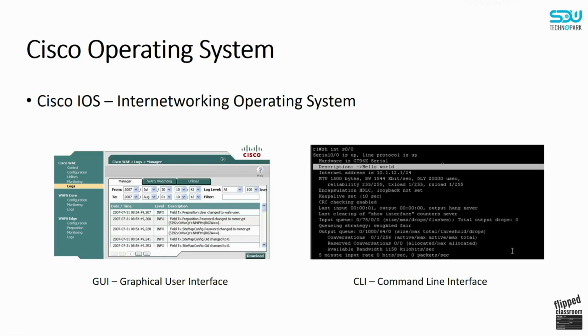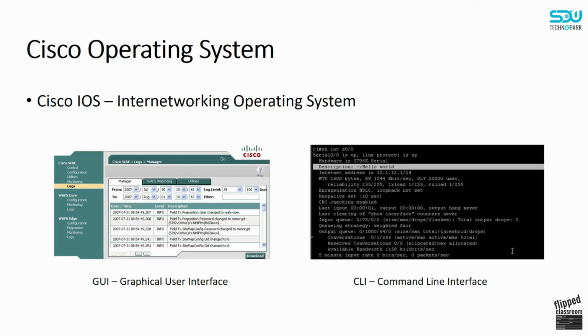Let's take a look at the Cisco operating system. The Cisco operating system is the IOS, Internetwork Operating System. It has two types of interfaces. One interface is the GUI, graphical user interface, but it's not so popular. And the other is the CLI, command line interface, the popular one. In the GUI, you can use buttons, drop-down lists, menus, and text fields, which is more suitable for users.